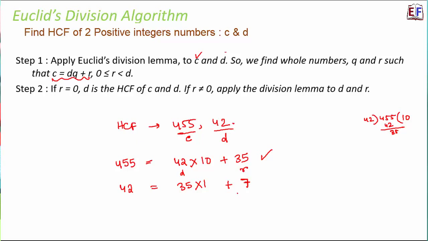Correct? So even now also the remainder is not 0. So we again need to apply the division lemma between d and r. That means between 35 and 7.